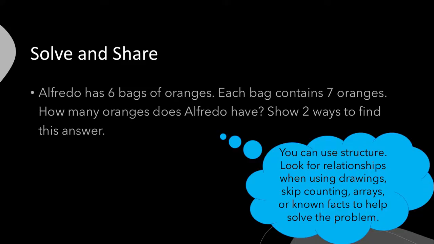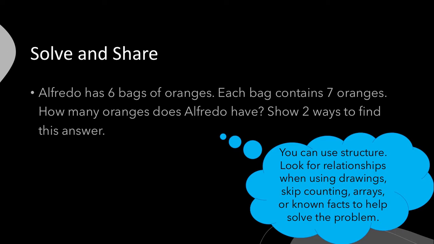So, we normally come across problems that sound something like this. Alfredo has 6 bags of oranges. Each bag contains 7 oranges. How many oranges does Alfredo have? Show 2 ways to solve this problem. Can you use strategies or can you use structures? Look for relationships when drawing, skip counting, using arrays, or known factors to help you solve this.